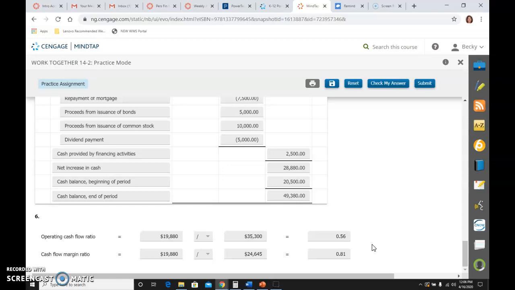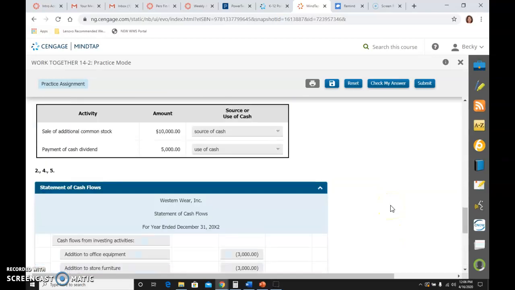That is making it so that I can pay back or use my cash for what's needed, be it paying employees, be it paying off accounts payable or more on my mortgage or whatever the case may be. So both of these are not bad at all. This one really good, that one close to being good with a few changes. So they are in a really strong cash flow position at Western Wear. And that wraps up doing a statement of cash flow indirect method.